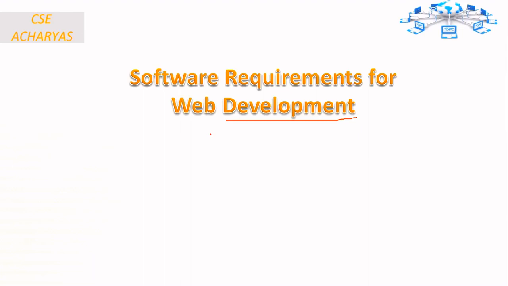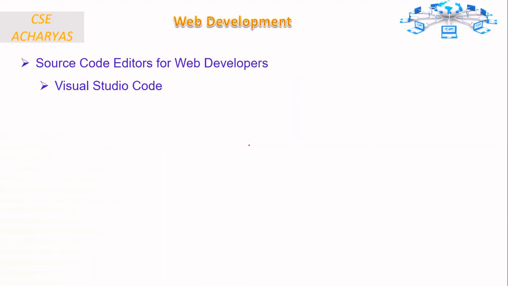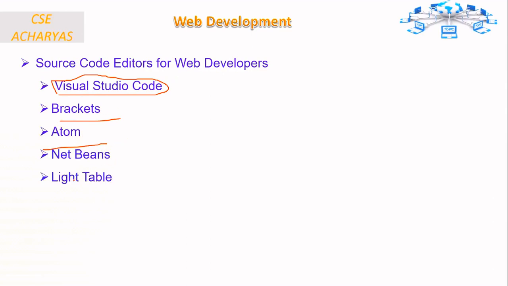For that, we can use editors such as source editors. Visual Studio is one kind of editor for writing a web application, for developing a web application, for designing the web. So we have Brackets, this is one editor. Atom is an editor. NetBeans editor, Lighttable, Notepad, PyCharm, IntelliJ. These are all various editors for writing web programming to design a web page.